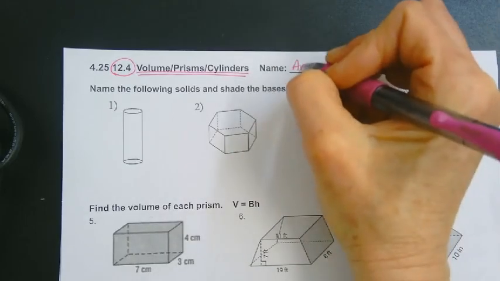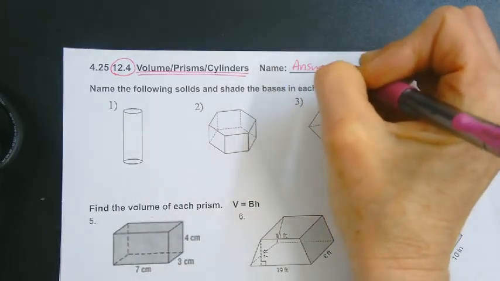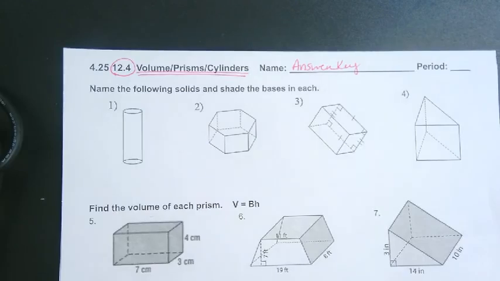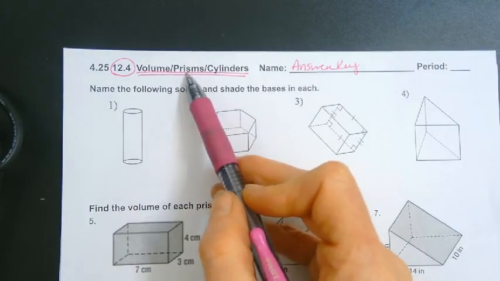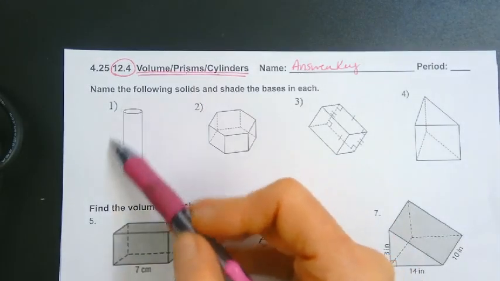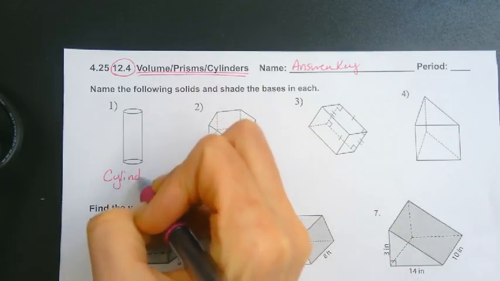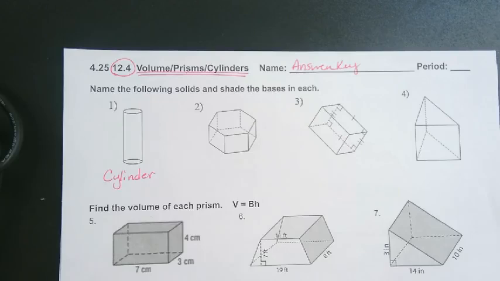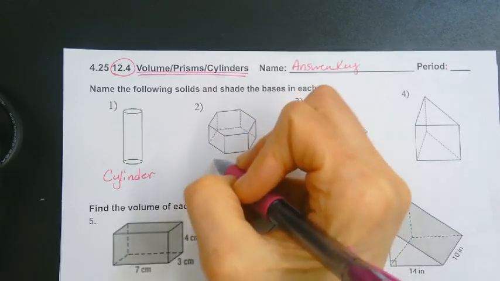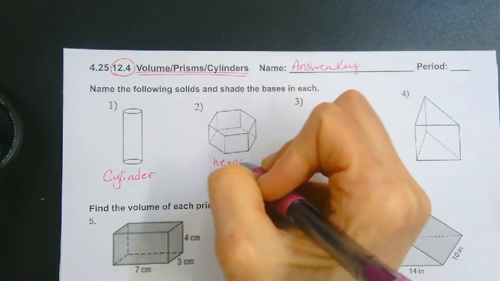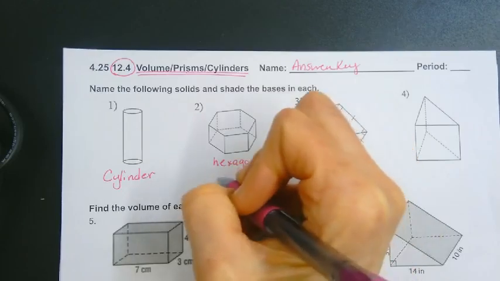Okay, so this is the answer key for the homework. And we looked at the volume of prisms and cylinders. This figure here is a cylinder because it has circular bases. Number 2, this is a hexagonal prism.